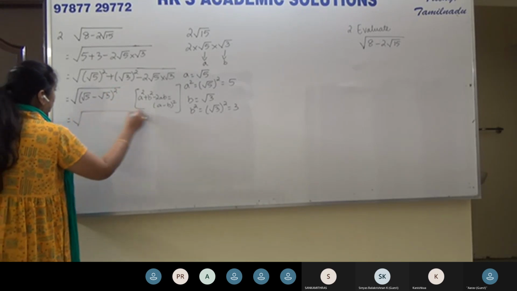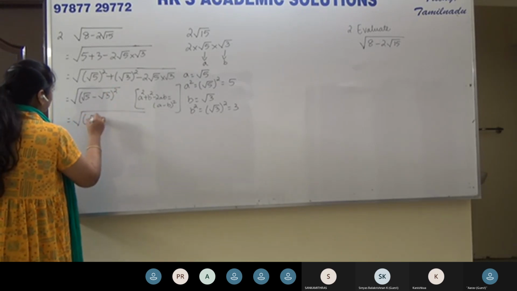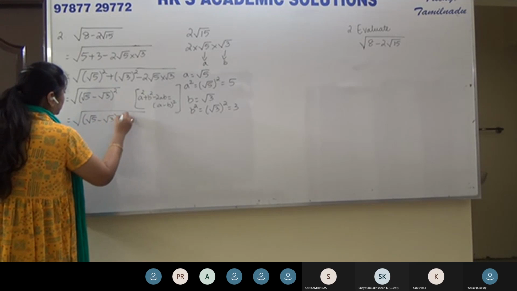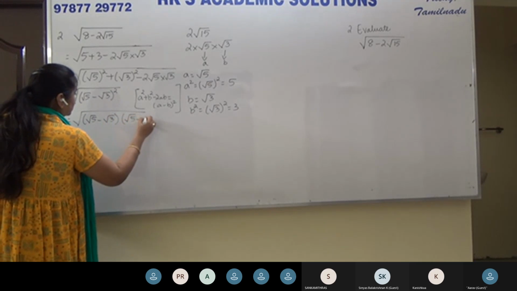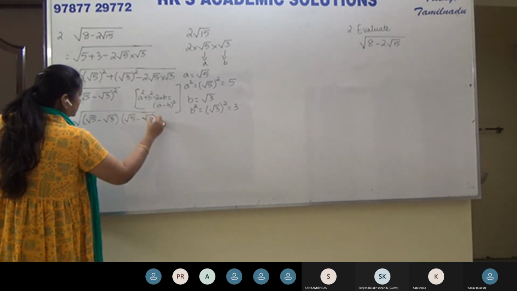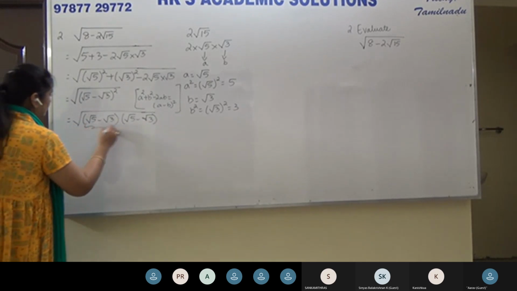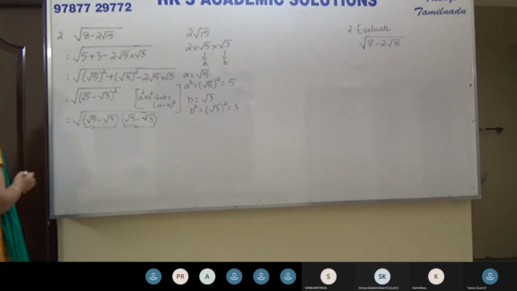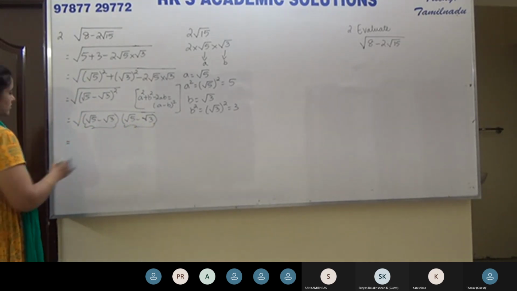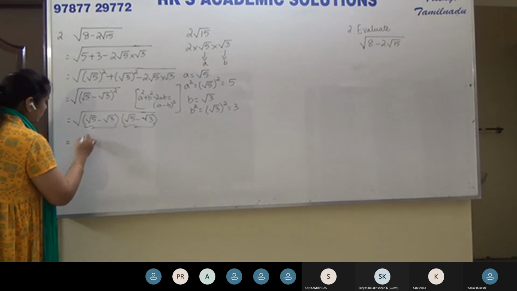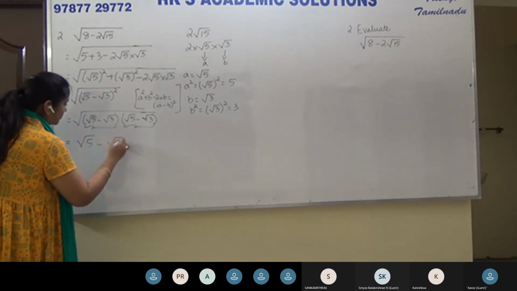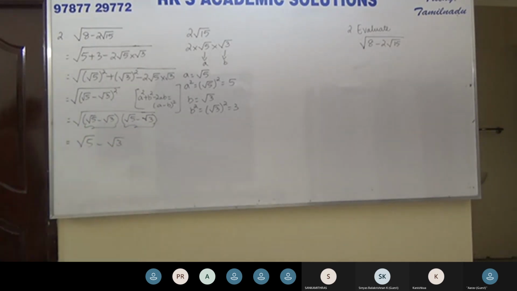And this means we have root 5 minus root 3 into root 5 minus root 3 under the square root. So we have the same expression 2 times under the square root. We get rid of the square root by bringing one of it out. So root 5 minus root 3.